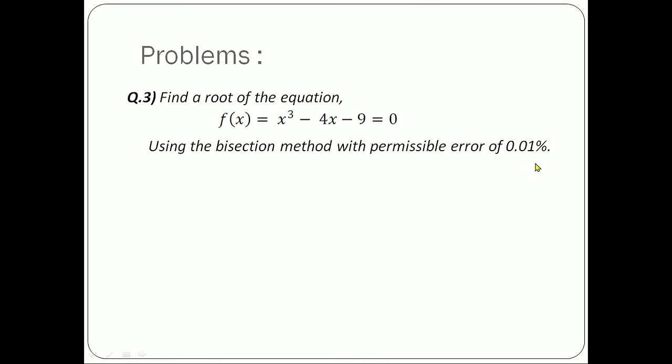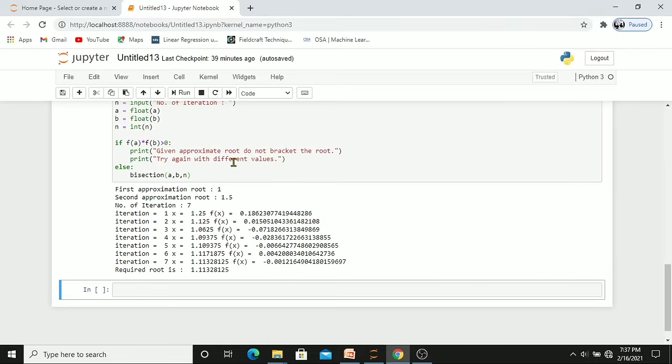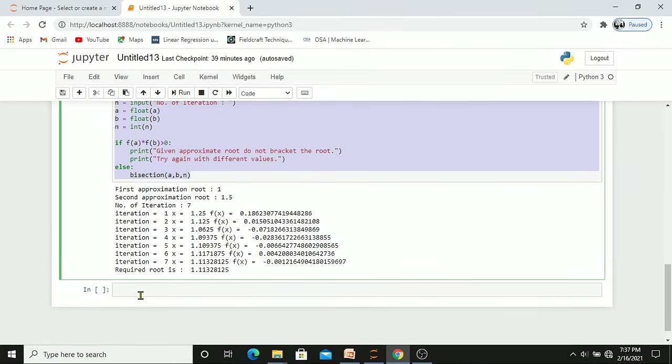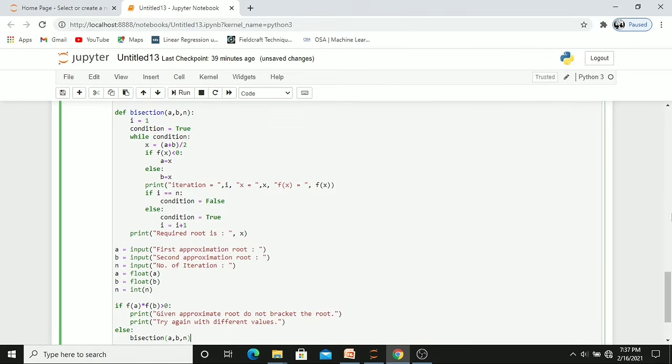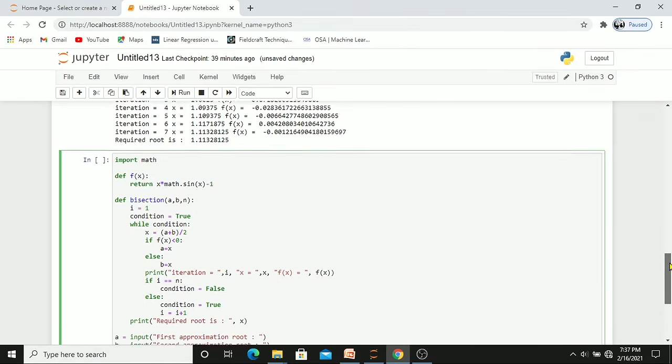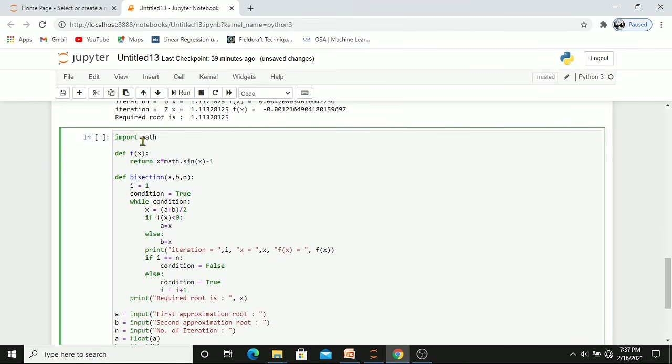Okay, so what should be the solution in the programming part? Let's check. So again I am going to use the same programming with a few changes. So what changes should be there? Because here again, what is the function here?